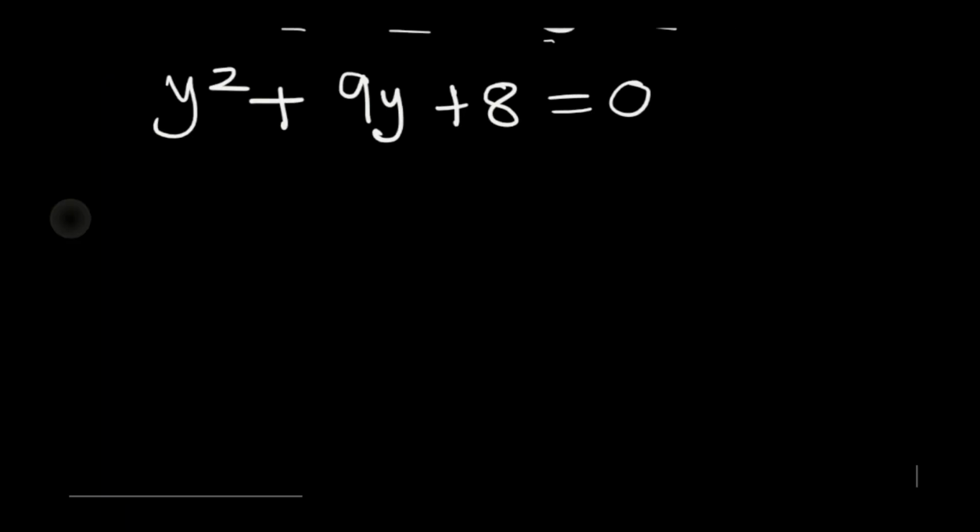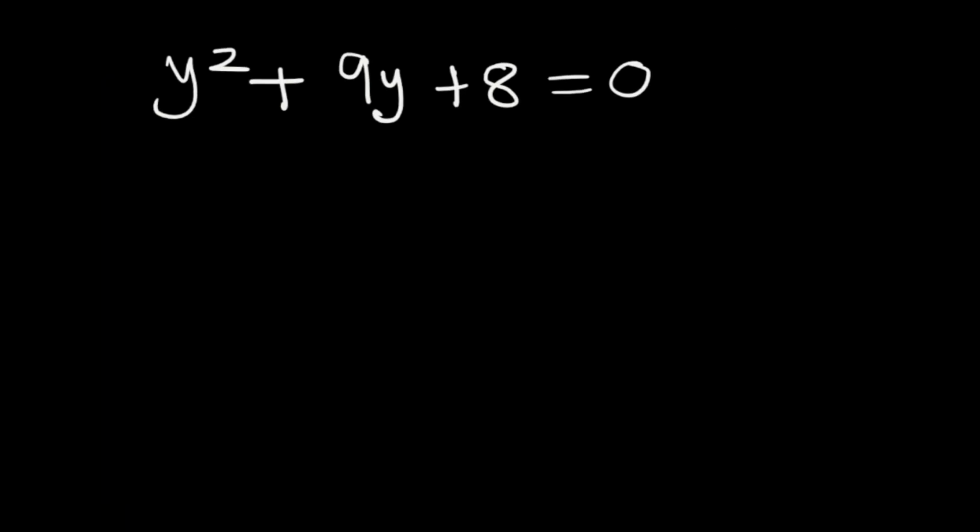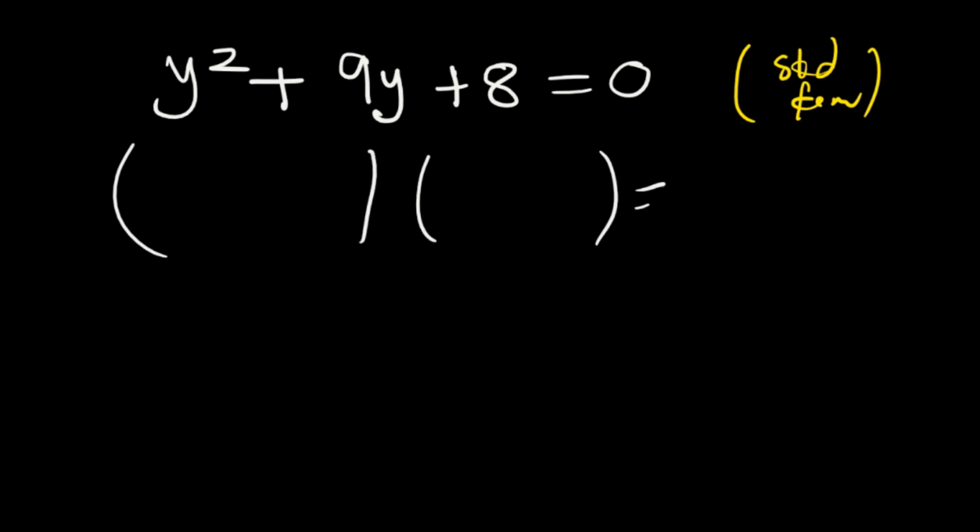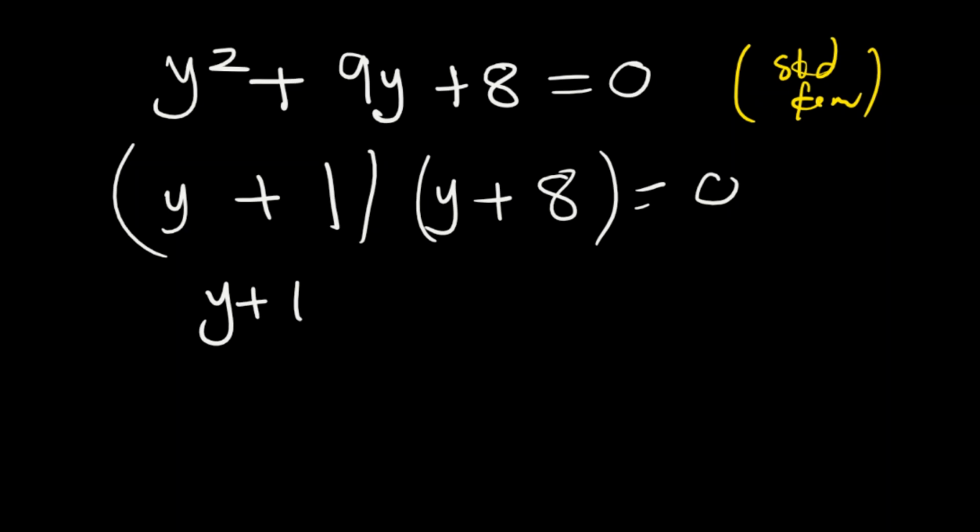So now you have a standard form of equation, right? So you're going to factorize this and equate to 0. So the factors of y squared are y and y. Factors of 8 such that they give you the middle term, whether you add or subtract, are going to be 8 and 1, right? And then it's plus and plus. So y plus 1 is equal to 0, or y plus 8 is equal to 0.